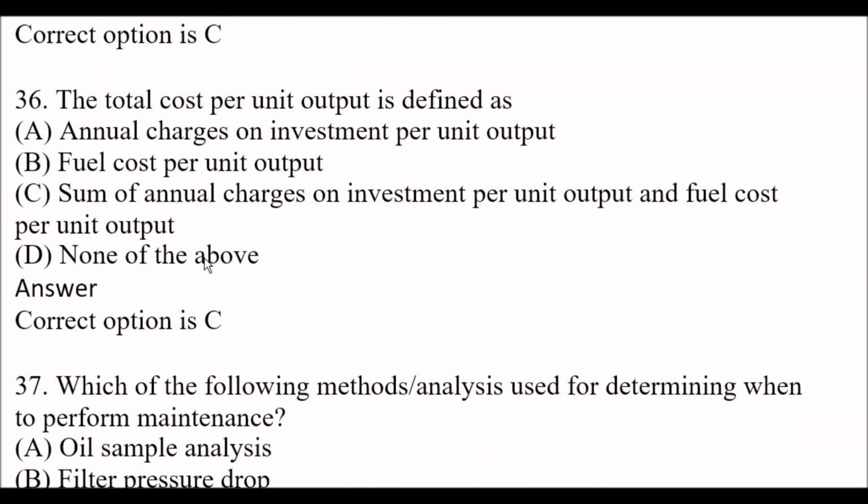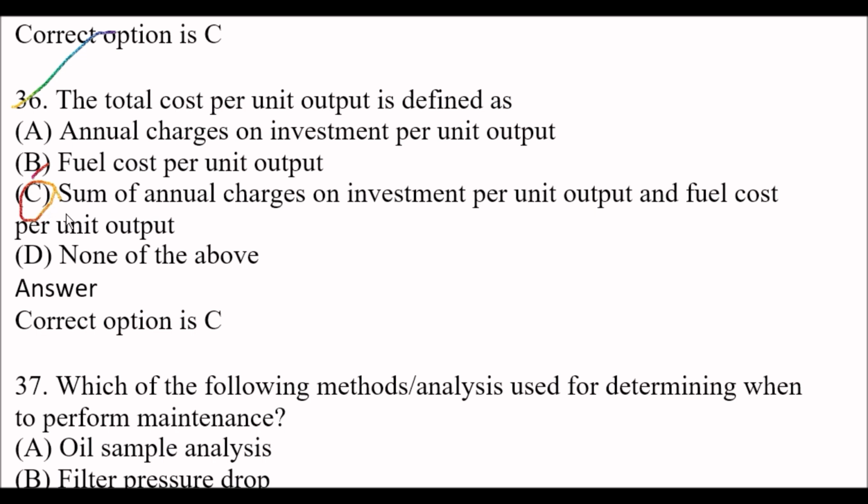Next question. The total cost per unit output is defined as option A, annual charge on investment per unit output. Option B, fuel cost per unit output. Option C, sum of annual charge on investment per unit output and fuel cost per unit output. Option D, none of the above. Right answer is option C.